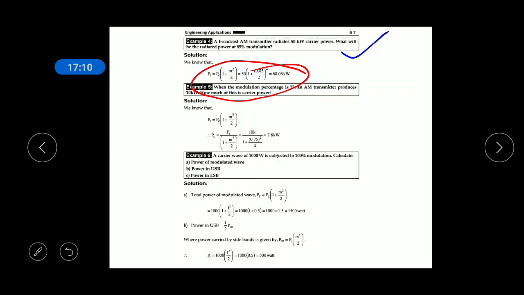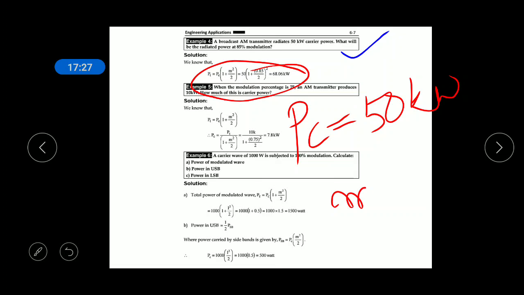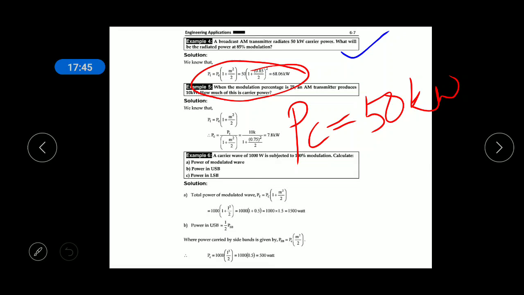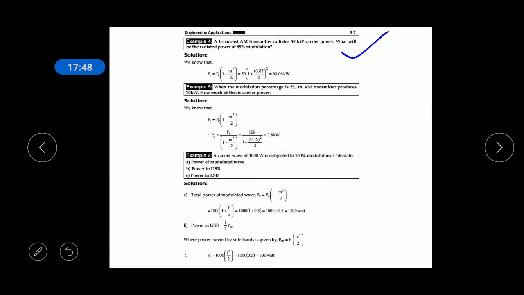Pt is equal to Pc into 1 plus m square by 2. They provided carrier power and modulation index. The carrier power is Pc equal to 50 kilowatt and m equal to 85%, that means 0.85. Substitute in this formula. So you will get 68.06 kilowatt.